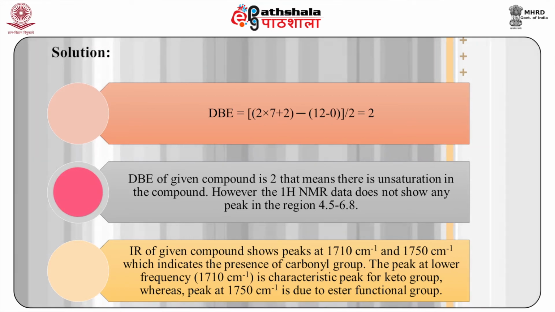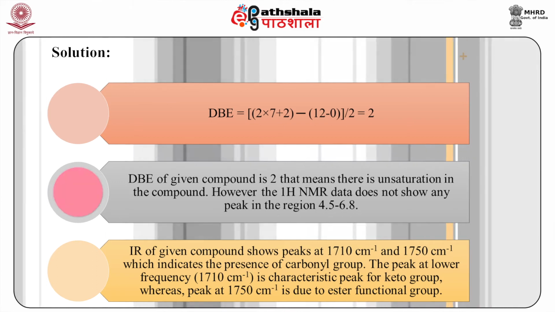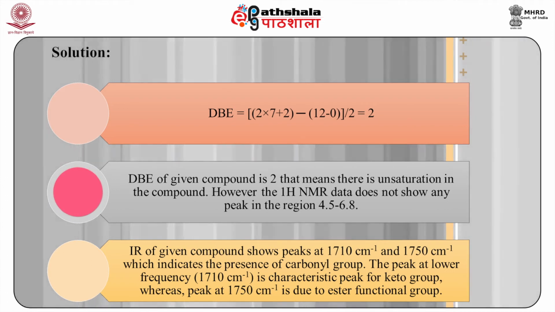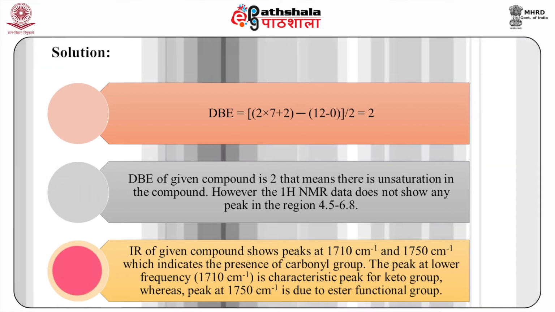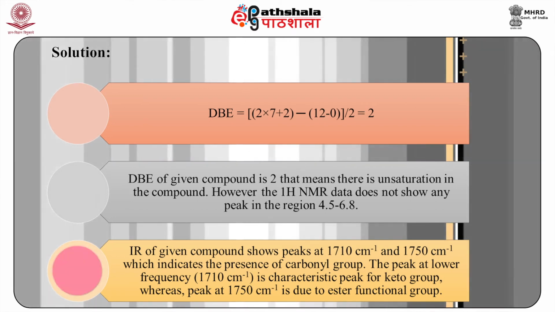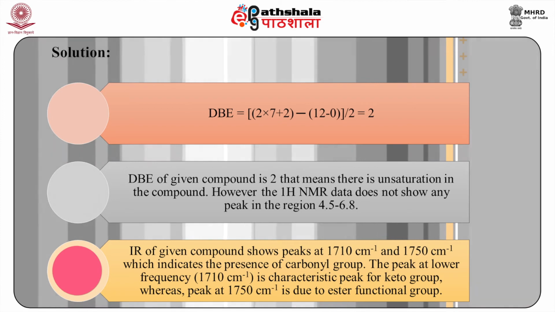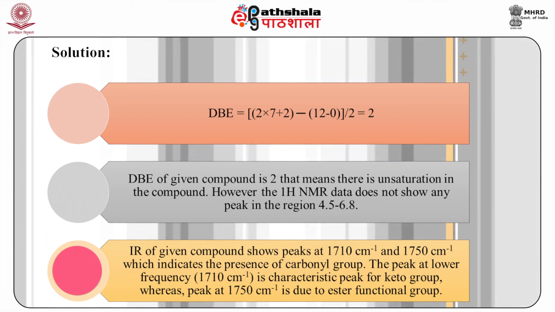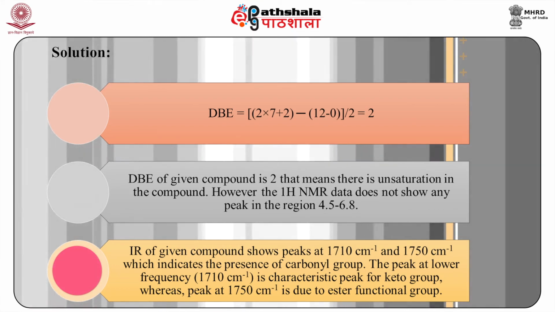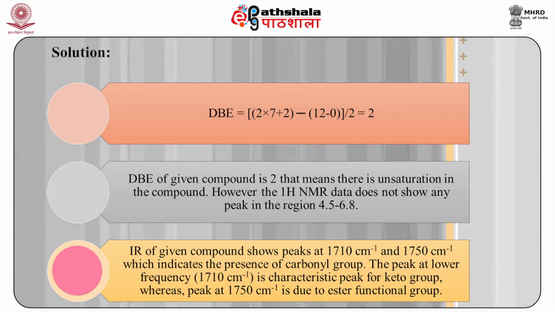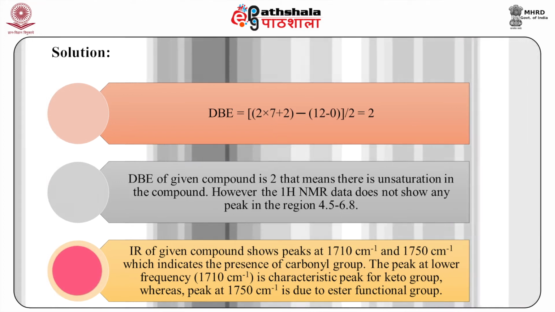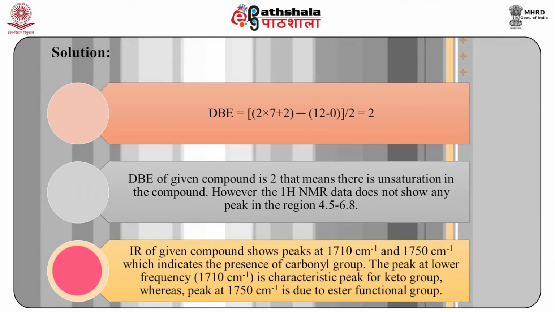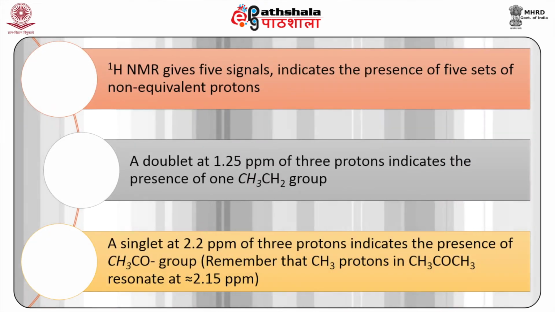However, the proton NMR data does not show any peak in the region of 4.5 to 6.8 ppm, which is characteristic of any unknown compound having unsaturation in it. Analyzing the IR data of the given compound, it shows 2 peaks, one at 1710 cm⁻¹ and the other at 1750 cm⁻¹, which indicates the presence of a carbonyl group. The peak at lower frequency, that is at 1710 cm⁻¹, is characteristic of the keto group, whereas the peak at 1750 cm⁻¹ is due to the ester functionality in the given unknown compound. Now let us come back to the proton signals.